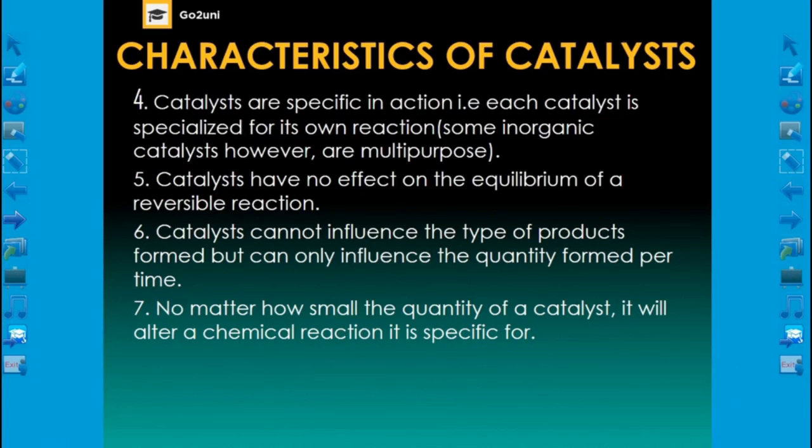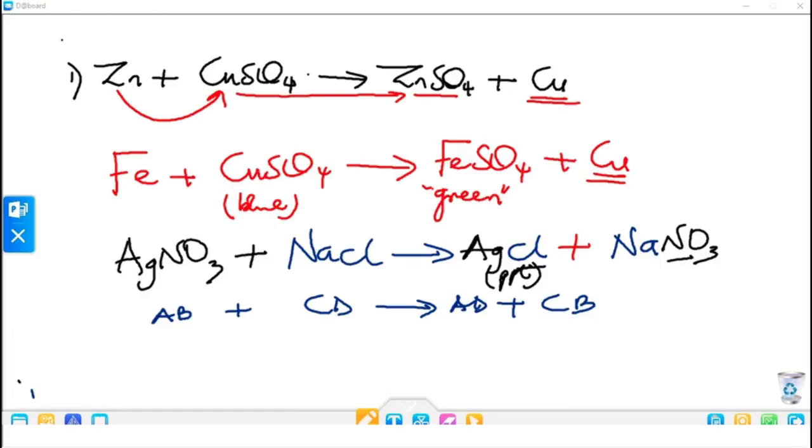Catalysts cannot influence the type of product that is being formed. That is to say, if a product is to be formed, catalysts cannot determine the kind of product that will be formed. They can only influence the quantity of the product that will be formed in a given time.